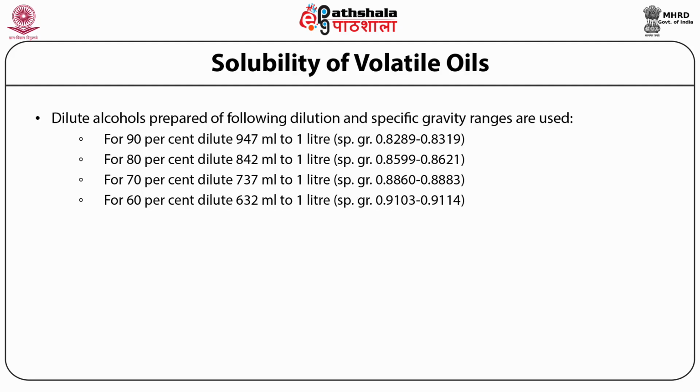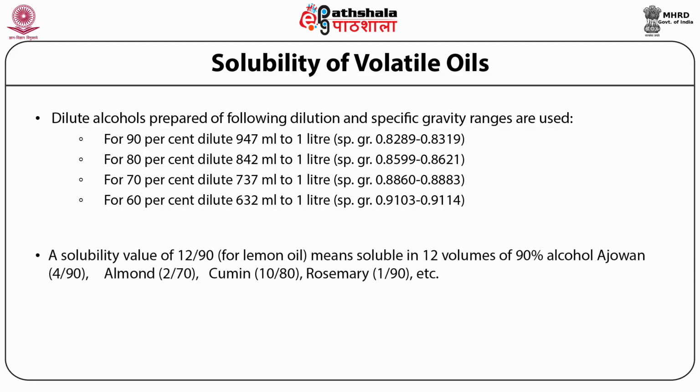For 70% dilute, 737 ml are diluted to 1 liter, while for 60% dilute, 632 ml of 95% alcohol is diluted to 1 liter. Their specific gravities are mentioned alongside them. A solubility value is mentioned in the form of a ratio.